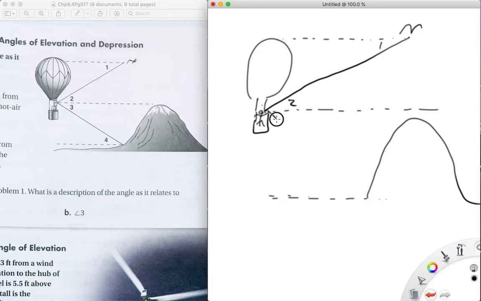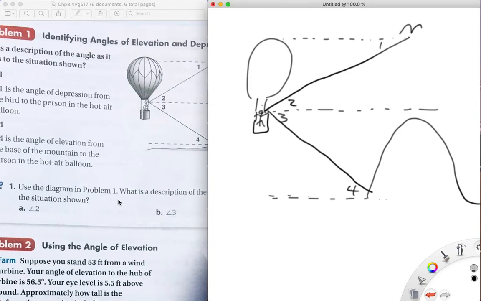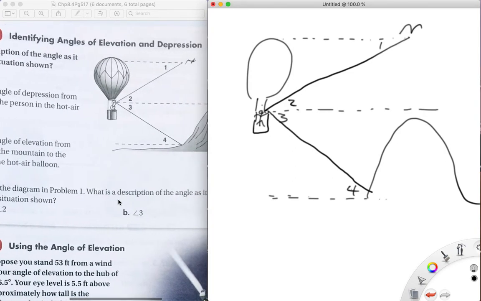And here, number 3, the angle at which the person looks down on the ground of the hill is a depression. And then the vantage point of the hill looking up at the balloon, that's angle of elevation. So they're asking what each one is. Let's start from the beginning. Angle 1, we're looking from the vantage point of the bird. The bird is looking down. So angle 1, I'm going to say angle of depression. So I'll just put AOD.